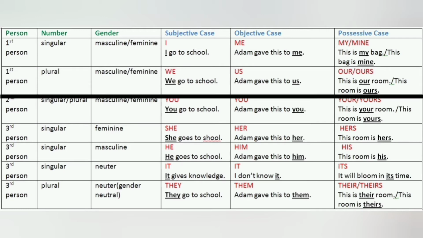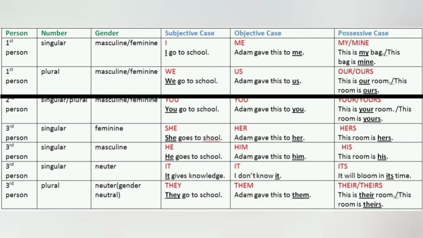If it is still in the first person, but now plural, in either masculine or feminine, we use we. And we in the subjective case here is the doer of the action word go. So as a sample sentence, we say, we go to school.